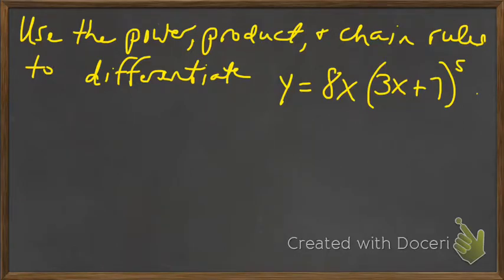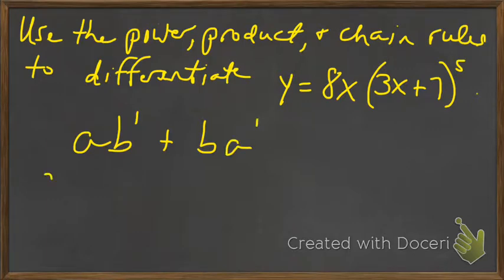Okay. Now the big picture here is that we've got a product. So we're going to use the product rule. And that product rule says that we will leave the first factor, differentiate the second, add to that the product of the second factor as it is times the derivative of the first.